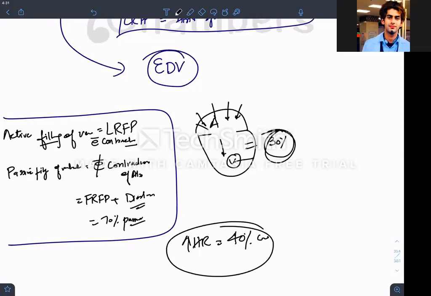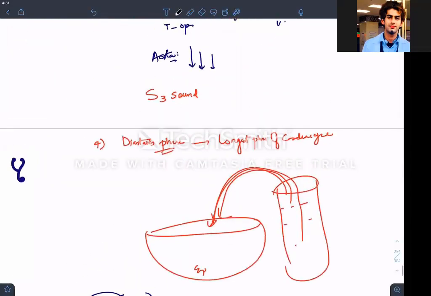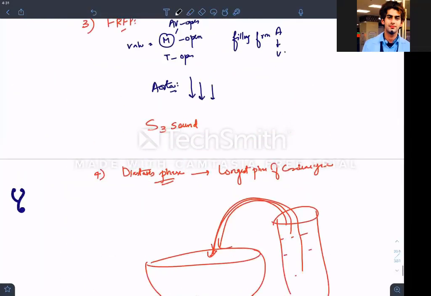Which phase? Very nice answer. Diastasis is having the least ventricular motion. So in this diastasis phase, please make a star, ventricular motions will be less. What is the status of the valve? Still open. Aortic and pulmonic valves are closed because you are filling.